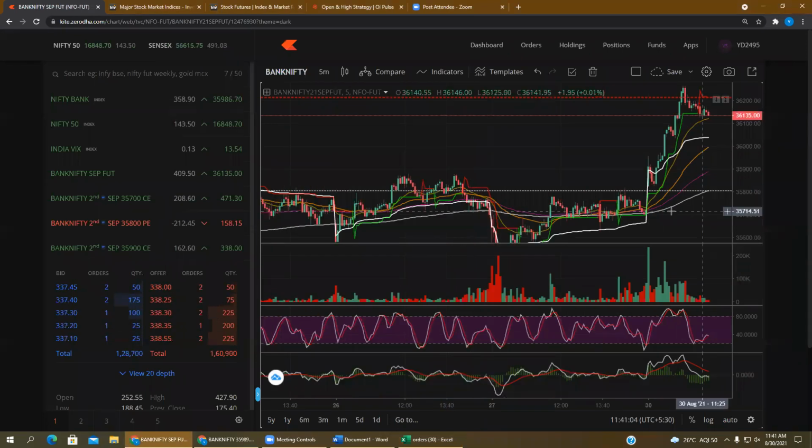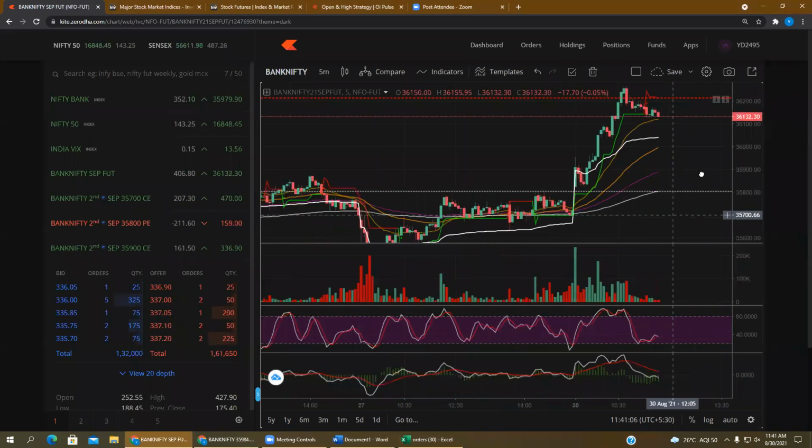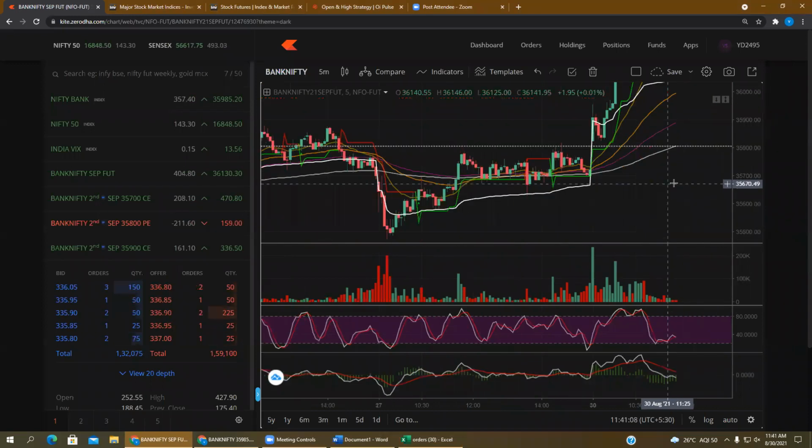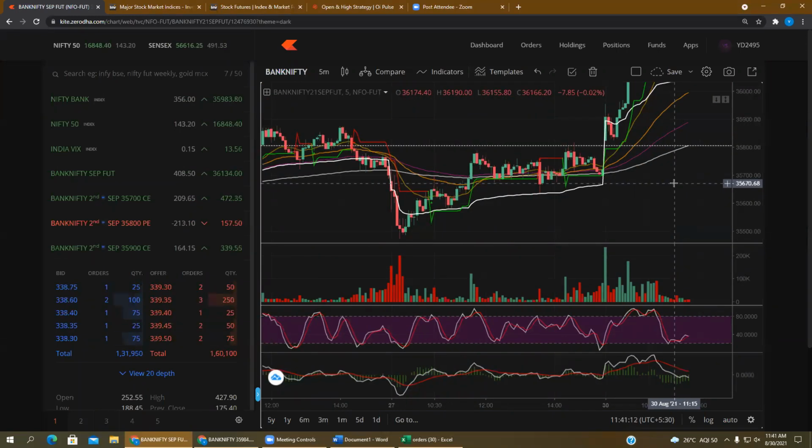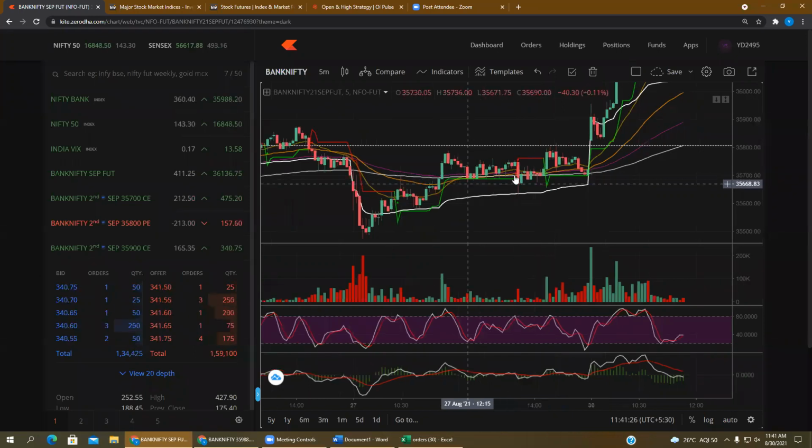How to avoid the non-trending days? Simple. If you're using this setup, and if you're not a fast scalper, whenever these moving averages come together, that is the day you should be out of the market. That is the day you don't need to trade at all. These moving averages coming together is a very clear indication that the market is going to be sideways.